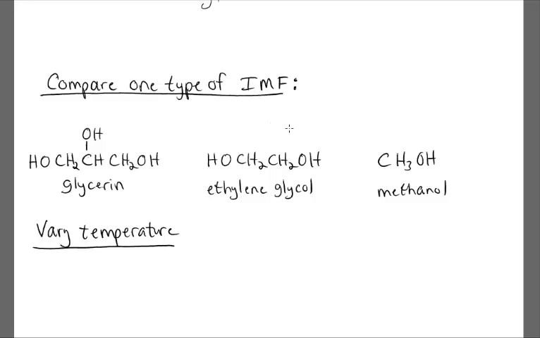So we can look at one particular type of intermolecular force and compare them for expected viscosity. Let's look at these three molecules. We have methanol, CH3OH, which is going to have hydrogen bonding. We have ethylene glycol, used in antifreeze. It also has hydrogen bonding, and it also has one OH group for every carbon, just like methanol. And then we have glycerin, which has, again, one OH group for each carbon. So they have, in some ways, very comparable hydrogen bonding.